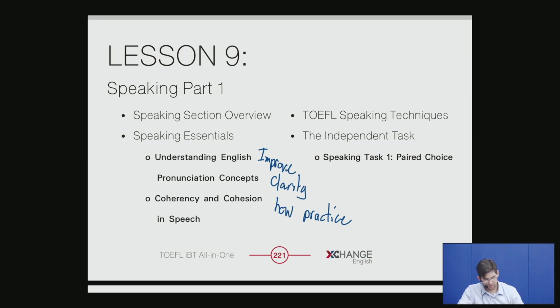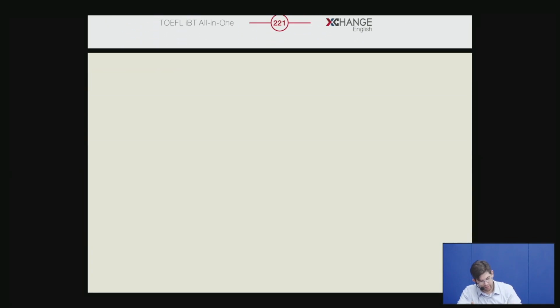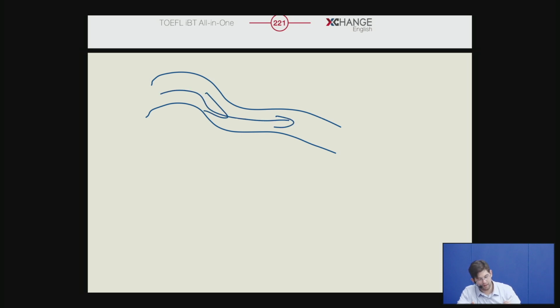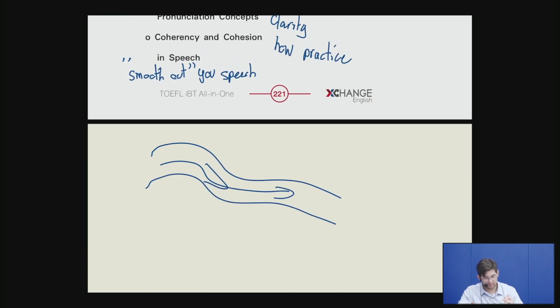Other things we're going to be discussing are the coherency and the cohesion in your speech. And what this really means is we're going to be trying to, as I like to say, smooth out your speech. And when we think about this, I want to really point to the word fluency. To draw a picture, normally when we think about fluency and think about the word flow, we think about a river running through the water and flowing down that river. So when we talk about coherency and cohesion and smoothing out, we want our speech to flow nicely through the ideas without any problems.